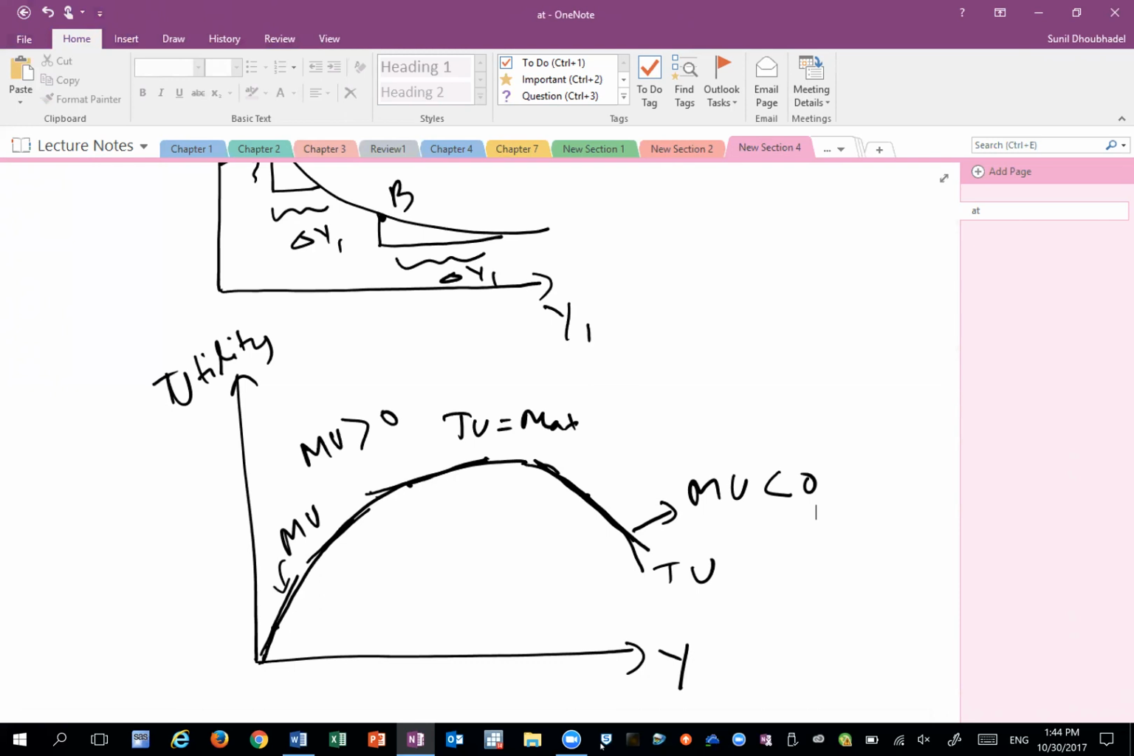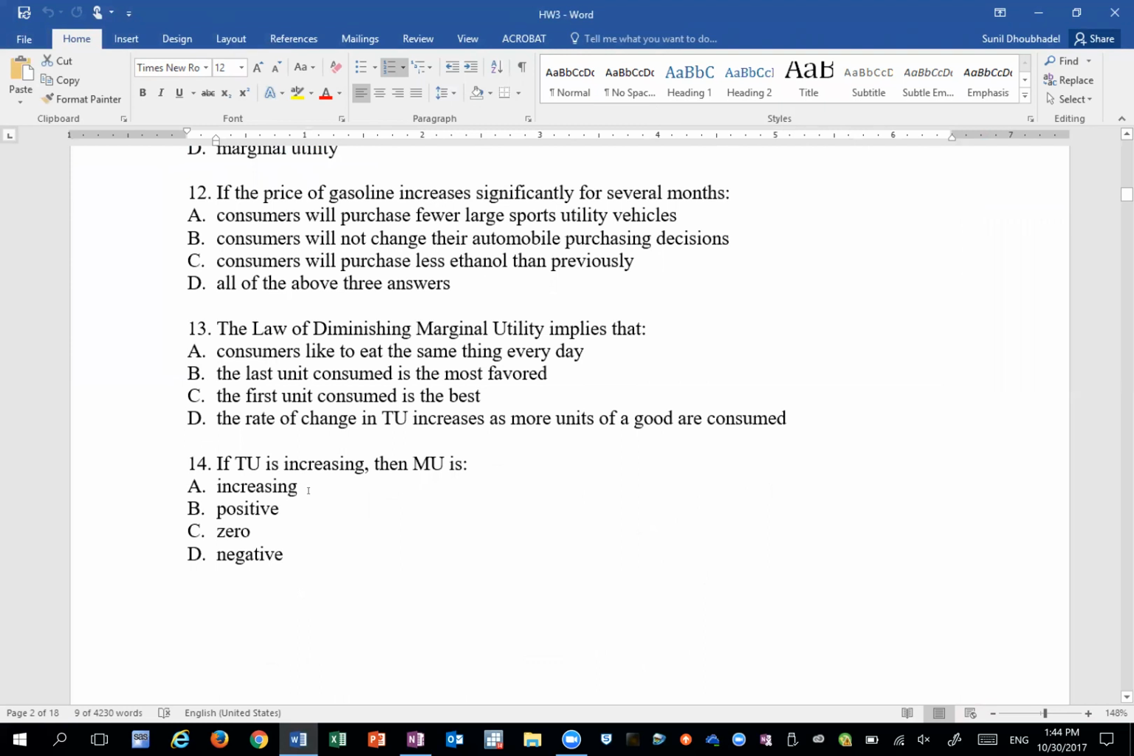Okay, so that's why the answer to this question is not increasing. You can have increasing total utility with decreasing marginal utility, but you need to have positive marginal utility.